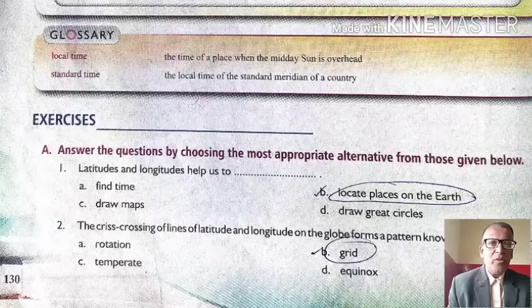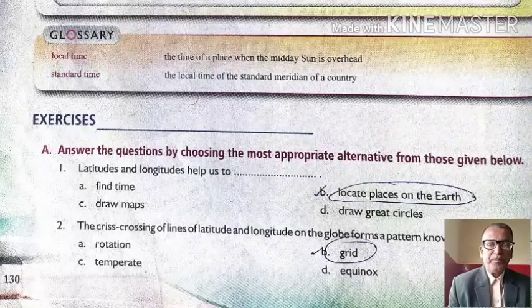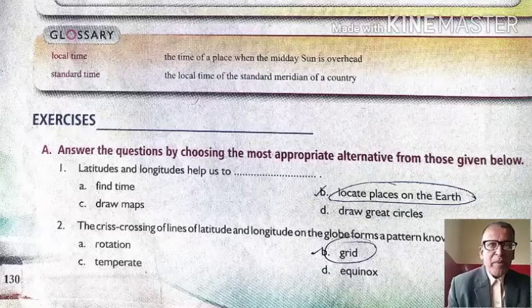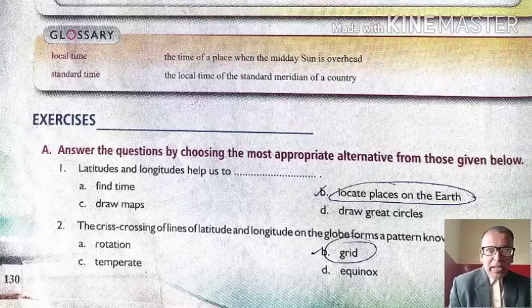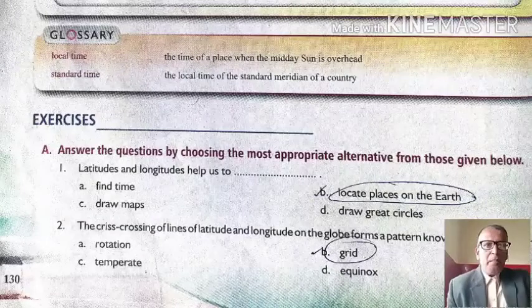And in this video, we will deal with the objective questions. So let us start. Answer the questions by choosing the most appropriate alternative from those given below. Question number 1. Latitudes and longitudes help us to dash. So the answer is locate places on the earth. With the help of latitudes and longitudes, we can locate the place.